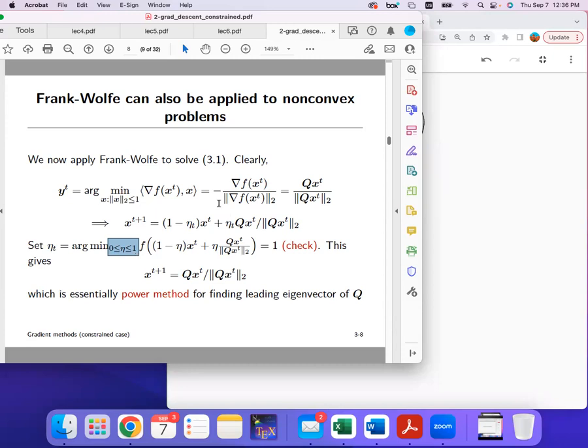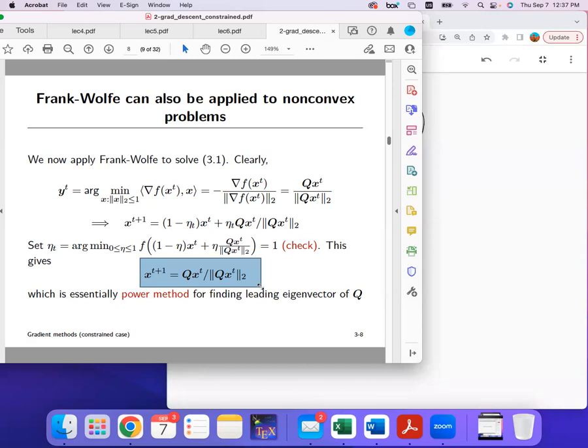And the solution turns out to be 1, very simple. But once you plug eta t equals 1 back into the update rule, this term becomes 0. So the overall update rule for the Frank-Wolfe algorithm is simply this recursion: x_{t+1} equals Q times x_t, followed by a normalization. And this is essentially the power method.